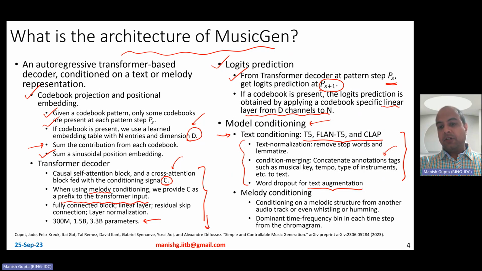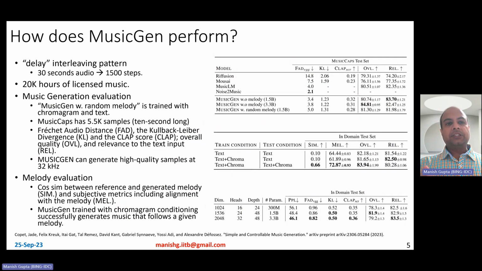Okay. You could also do melody conditioning. So basically supply a small humming sound or something like that, some melodic structure, even whistling or humming. And you want to generate music which aligns with that input melody as well, right? In that case, the way you input melody is to compute a chromagram out of it, and then you take the dominant time-frequency bin in each time step and give that as extra conditioning input to your transformer decoder.